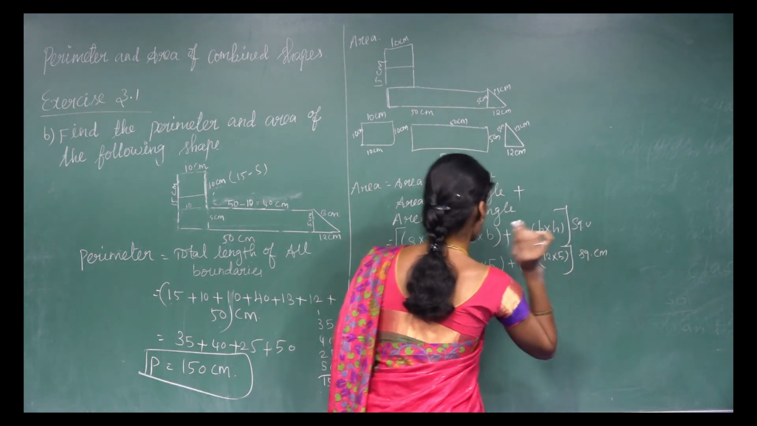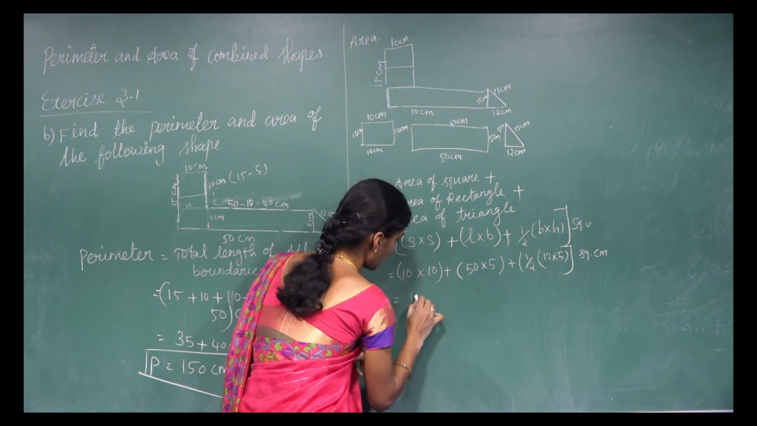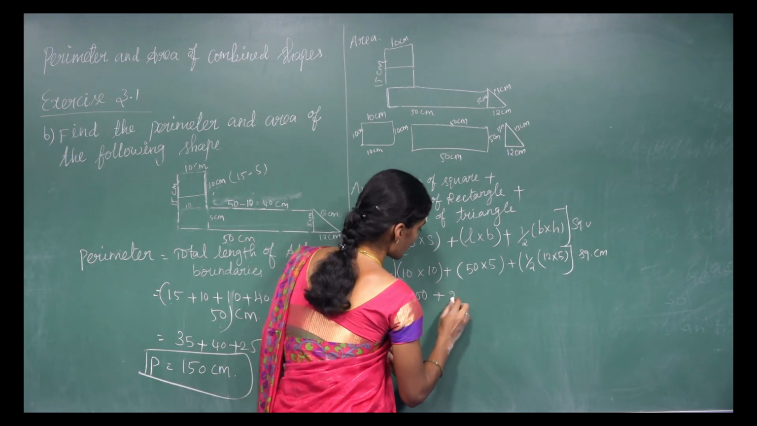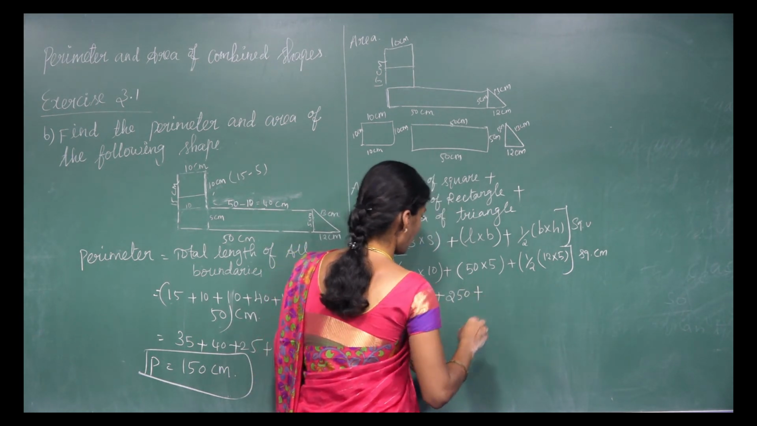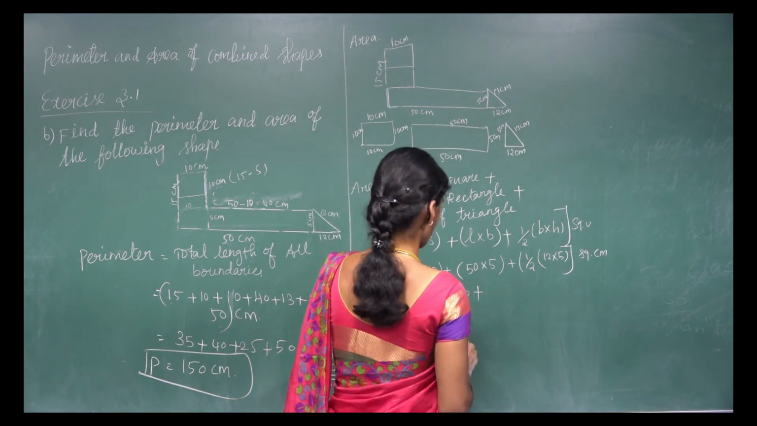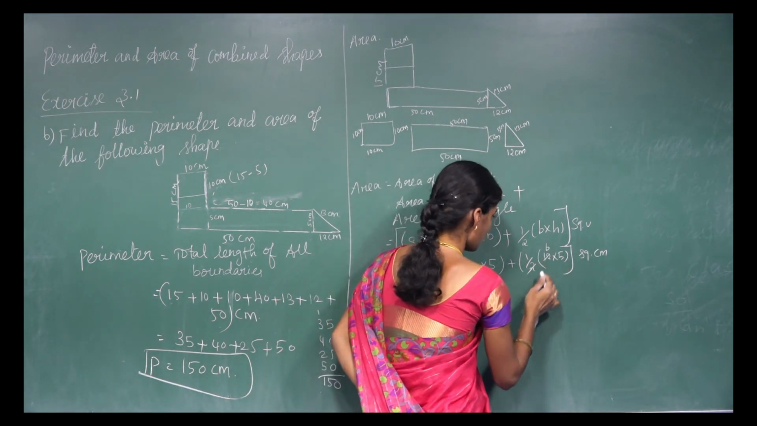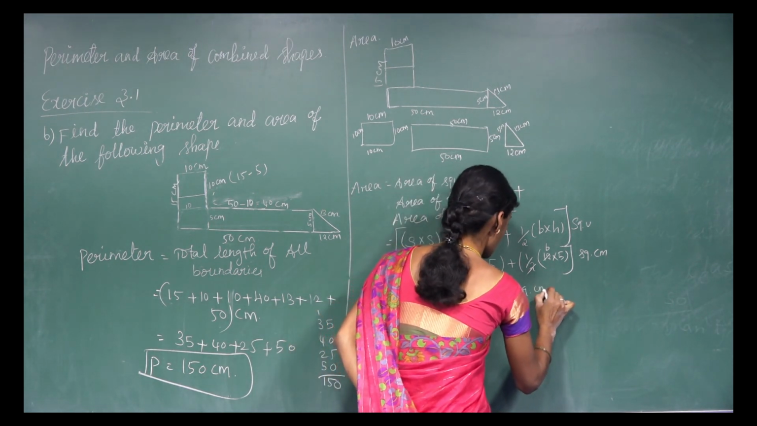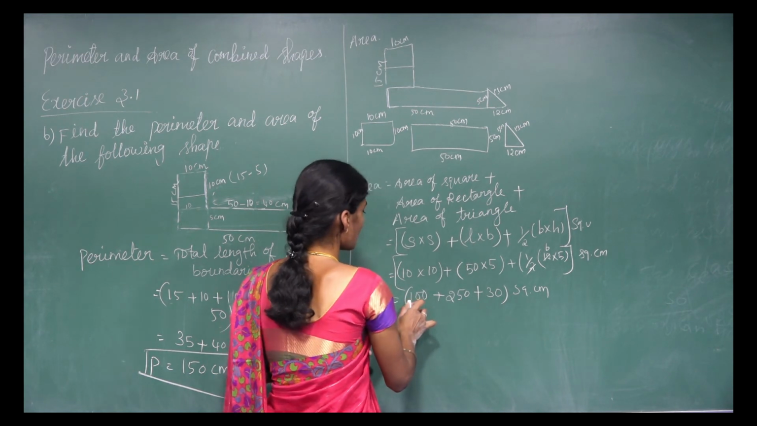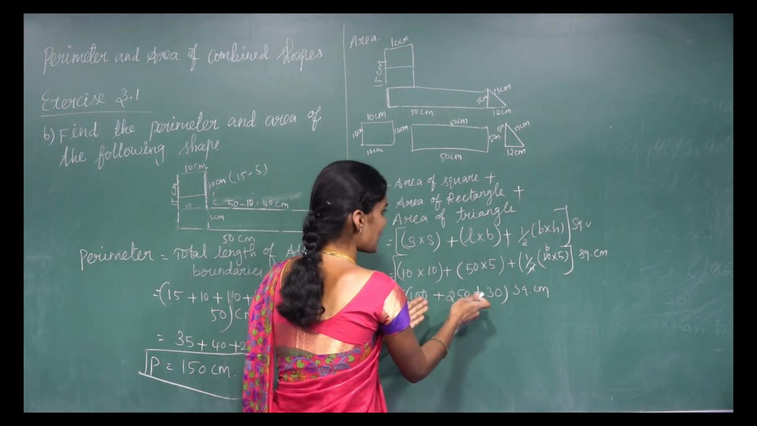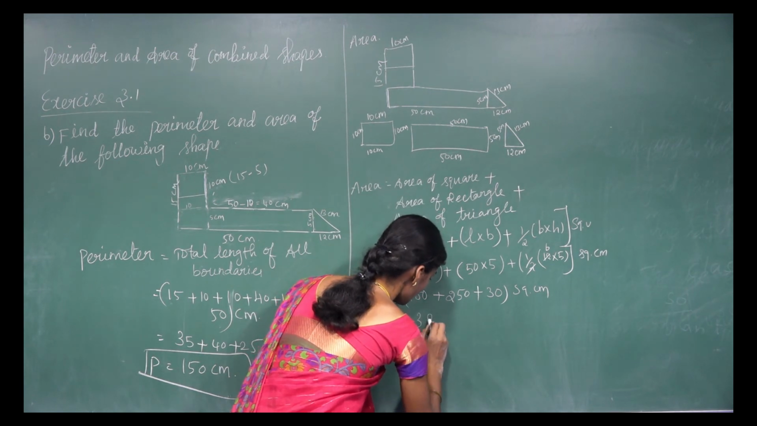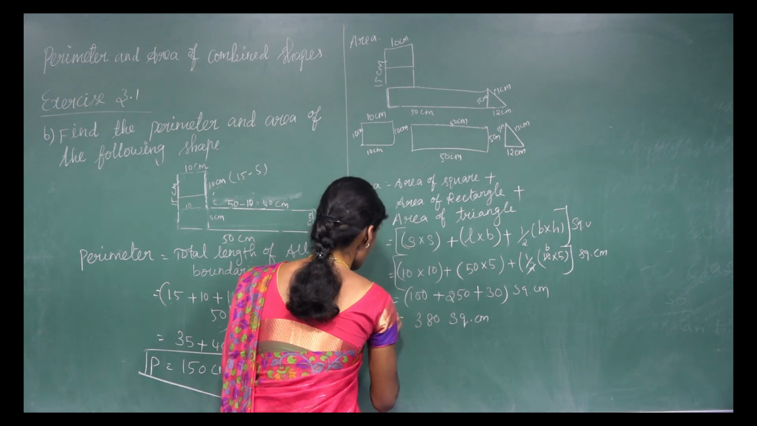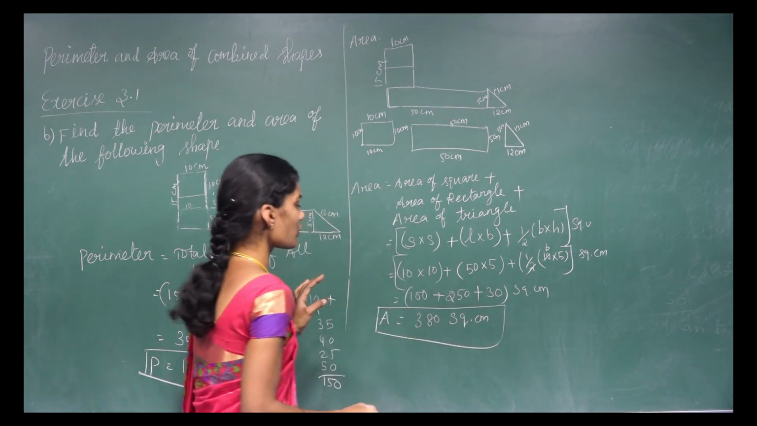Square centimeter. 10 tens are 100. Plus 50 5s are 250. Plus next, 1 2s are 2, 6 2s are 12, so 6 5s are 30 square centimeter. Now I want to add all these values. 100 plus 250, 350. 350 plus 30, 380 square centimeter. The area of this shape is 380 square centimeter.